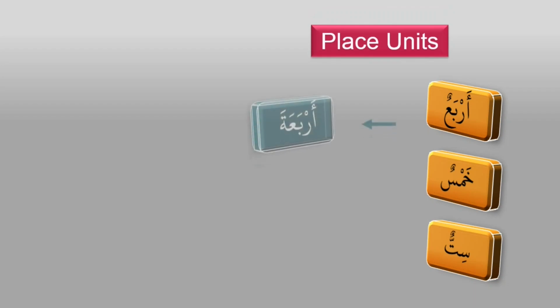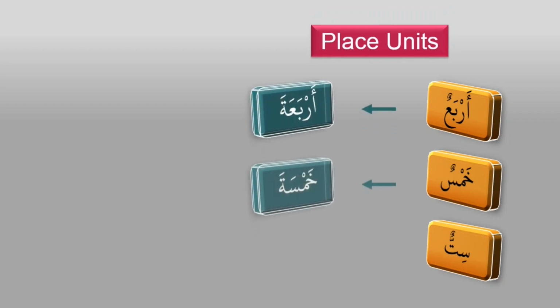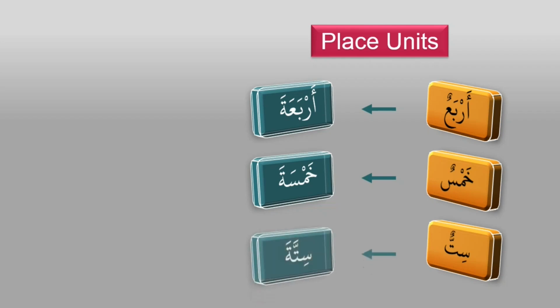Then we have Arba'un, Khamsun, Sittun. Arba'un 4, Khamsun 5, Sittun 6. Process is same. We will make first some changes. So Arba'un will be transformed into Arba'ata, Khamsun will be transformed into Khamsata, and Sittun will be transformed into Sittata. Then we will add Ashara at the end of these numbers.